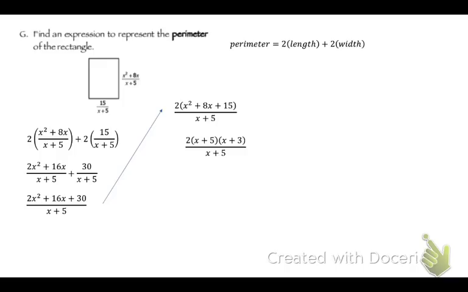Factor out that 2. Factor that down further. 2, x plus 5, x plus 3. Those x plus 5s cancel, leaving me 2 times x plus 3.